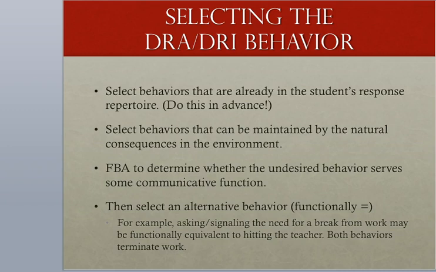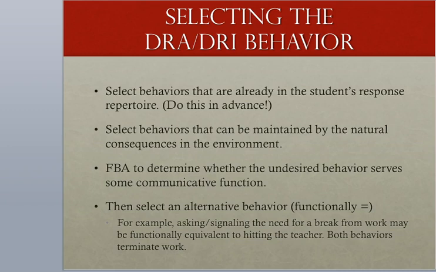You can start by adding your artificial reinforcement to that and then fade back to the natural consequences in the environment, the natural reinforcers. You also want to conduct an FBA, a functional behavioral assessment, to determine whether or not the undesired behavior may be serving some communicative function. In other words, the behavior could be telling you something about the individual that you're just not aware of.